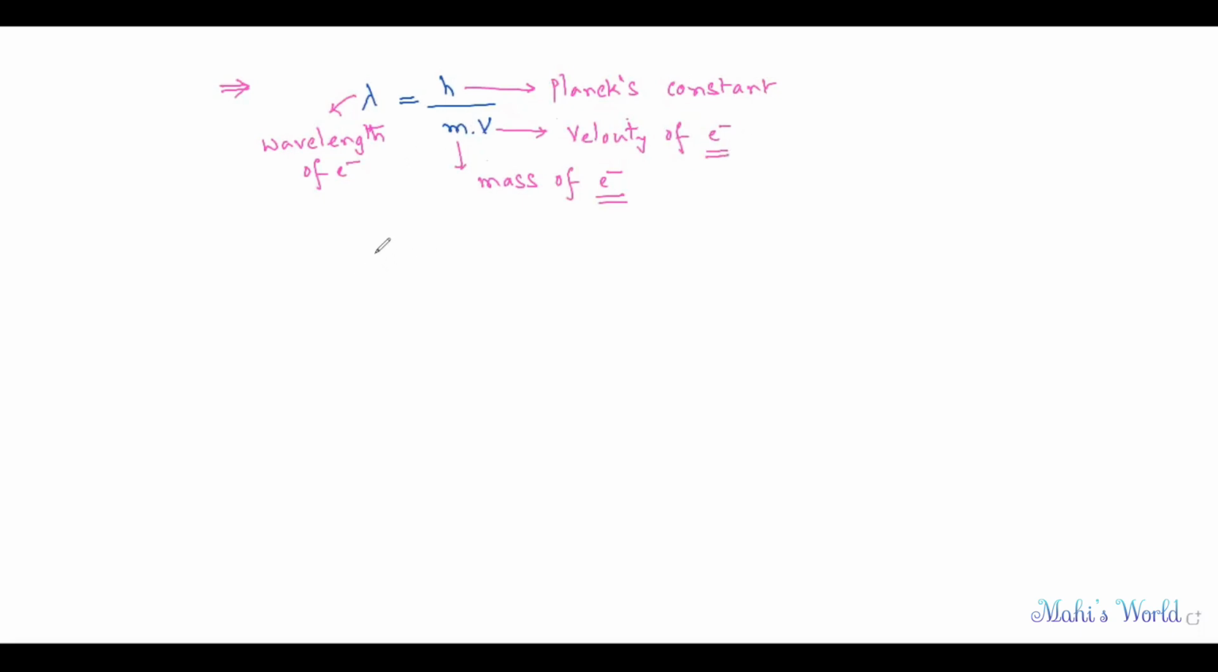Now, we know that mass into velocity is nothing but momentum. p is momentum. It is nothing but mass into velocity, right? So therefore, lambda can be written as h by p. Even this also is a very important relation. Lambda is equal to h by p.